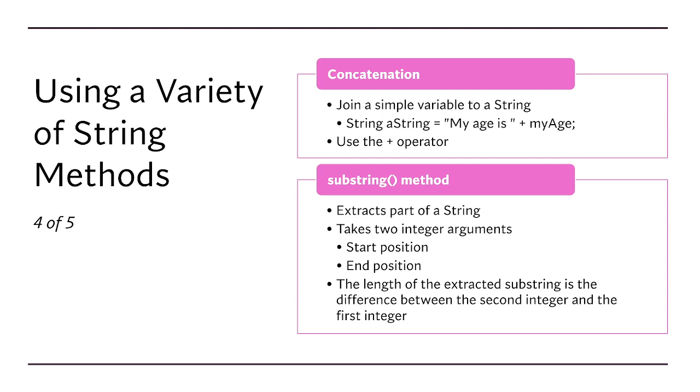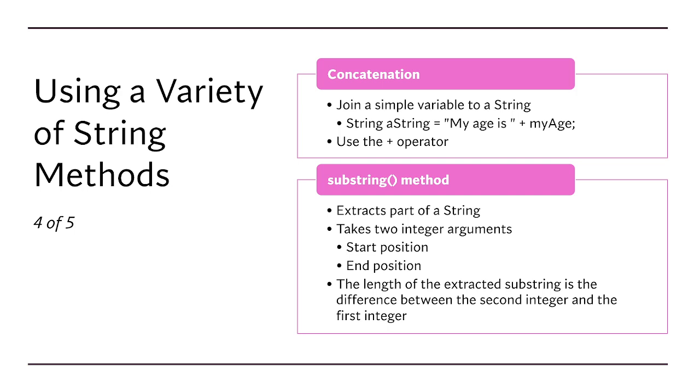Now, concatenation is very simple using a plus sign. Of course, strings are reference type data, so they don't actually take pluses and minuses as mathematical operators, but the plus sign acts as a concatenator, and the concatenator takes two strings like dog plus cat will be dogcat.